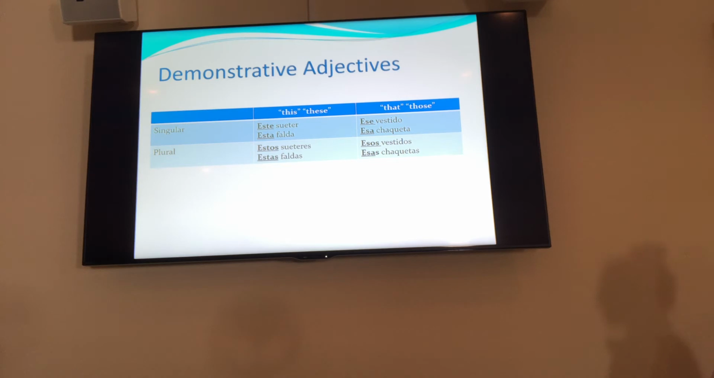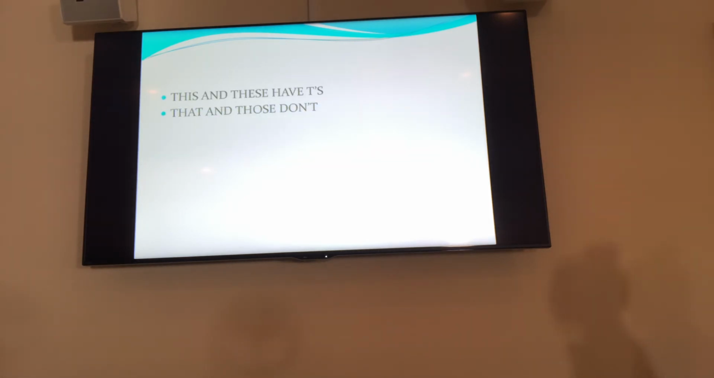Now you might be thinking in your head, these all look the same, they all sound the same, how am I ever going to remember it? Well, after you've paused and you've written this down, we're going to move on to the next slide and give us a little rhyme to help us remember when to use which one. This and these have T's, that and those don't. And that's true. If we look at the chart, este with a T, esta with a T, estos with a T, and estas has a T, and those are all the this and these forms. Whereas ese, esa, esos, and esas do not have T's, and those are the that and those forms. This and these have T's, that and those don't.